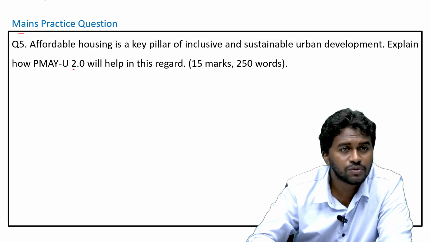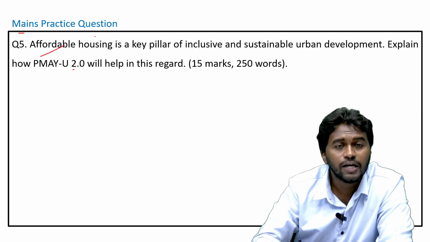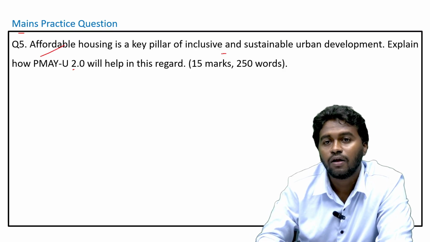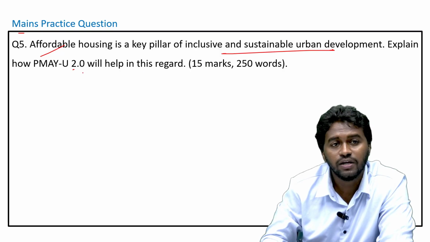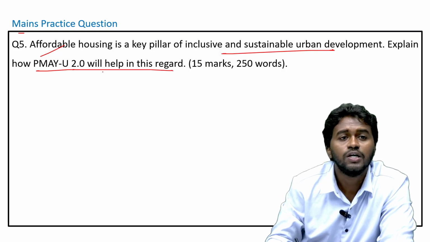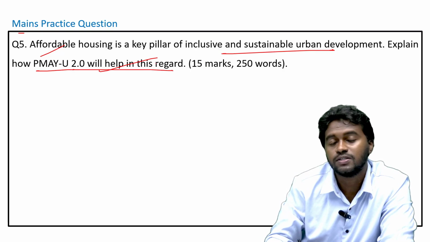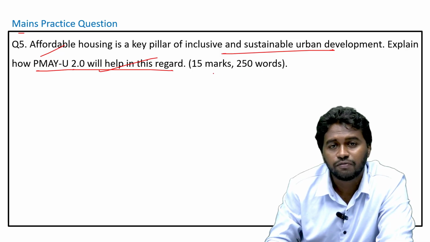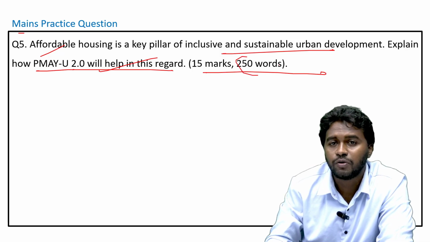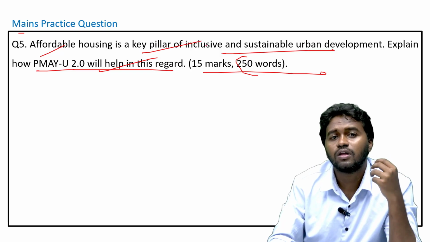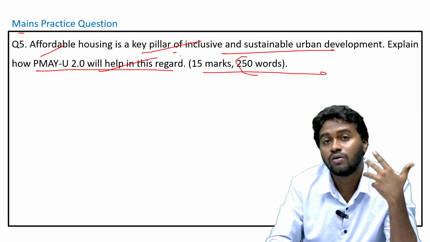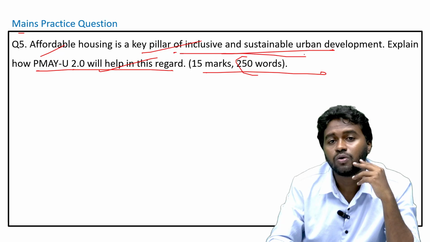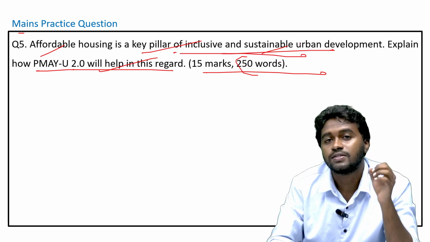And coming to the next question: affordable housing is a key pillar of inclusive and sustainable urban development. Explain how the Pradhan Mantri Awas Yojana Urban 2.0 will help in this regard. So this is a 50 marks question, and you have to write around 250 words. In the first part you can talk about how housing plays an important role in achieving inclusive and sustainable urban development.